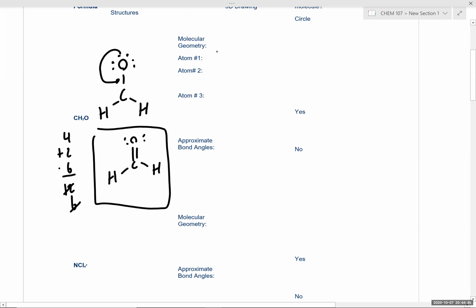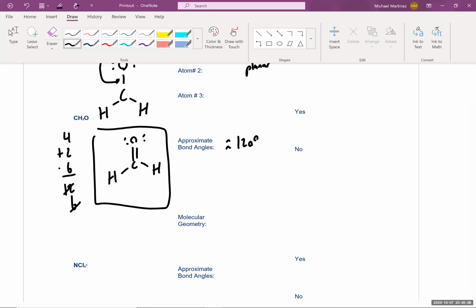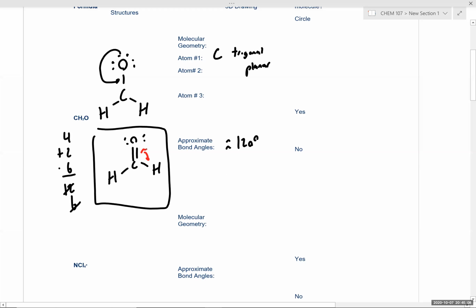Looking at the geometry for carbon, as it has 3 bonded atoms, it would be trigonal planar. And what would the approximate bond angle be for a trigonal planar molecule? 120 degrees. Yep, exactly right, 120 degrees. Okay, so we'd label this with a bond angle of 120 degrees.